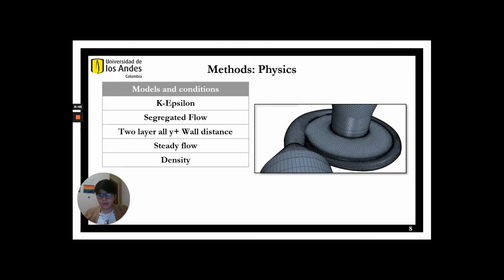Two-layer all y plus wall distance. The y plus value must be between 1 and 5. This treatment could assure that the y plus is within this range. Otherwise, the results obtained from the simulation could be imprecise. A steady flow. This assumption will reduce the convergence time. Constant density. The fluids are not compressible.